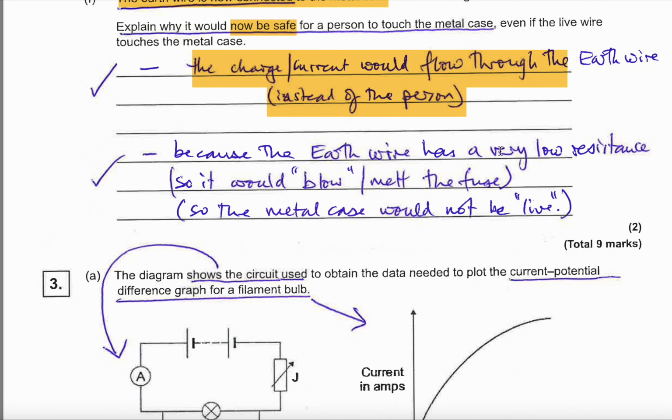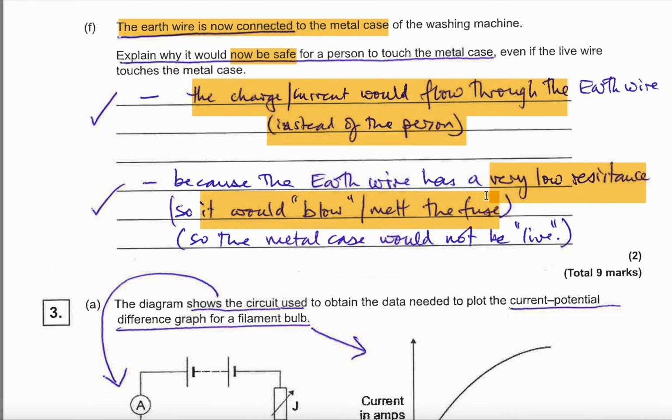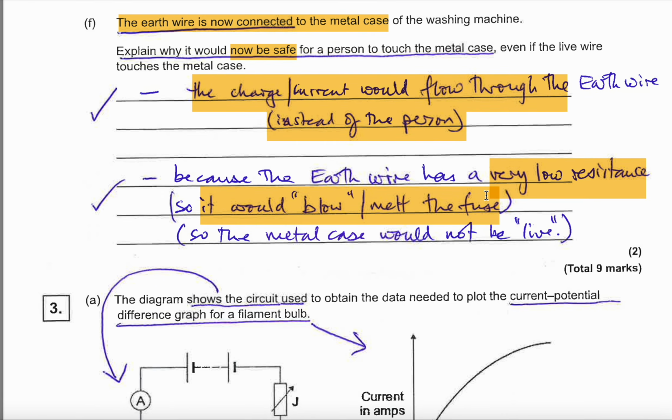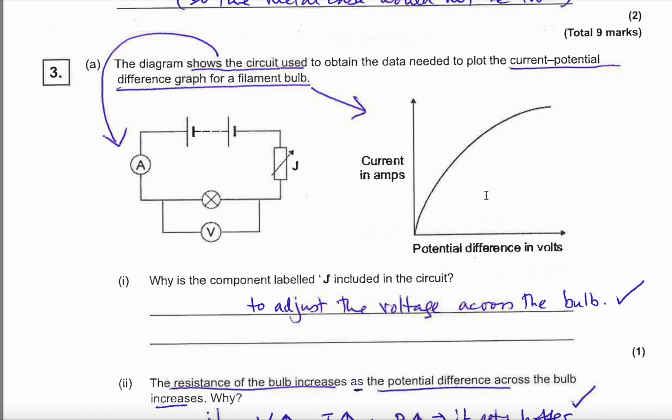Because the earth wire has a very low resistance, yeah, what would it do? It would blow the fuse, yeah? So because of this, it would blow the fuse. You need to say that this would basically deactivate the circuit and it would no longer be live. So you need to add a little bit more detail to get the second mark. Most of the students I saw were only getting the first mark and weren't clear enough to get the second mark.